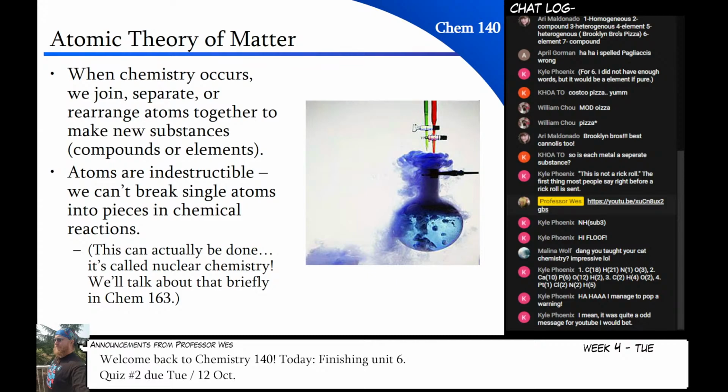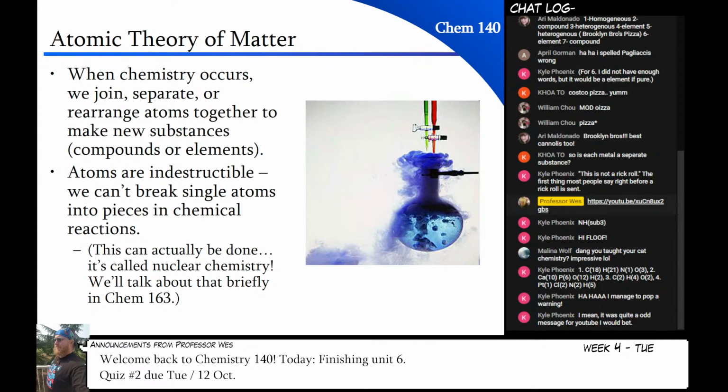Now, atoms aren't pieces that we can disassemble easily. Atoms are pretty much just there. So if I give you a sodium atom and you want to do chemistry with it, you can't take it apart and make it into, say, a hydrogen or a helium or something like that. It doesn't work like that. Atoms are essentially indestructible. You cannot break them into single pieces when you're doing chemistry.